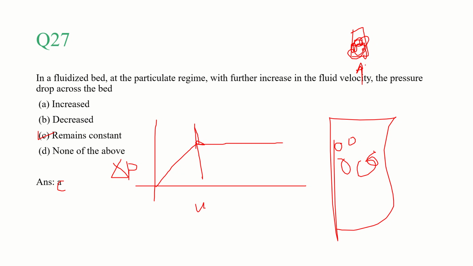Actually, it is the bed. It depends on the particles present in that area. So after the minimum fluidization velocity is crossed, the particles remain constant.